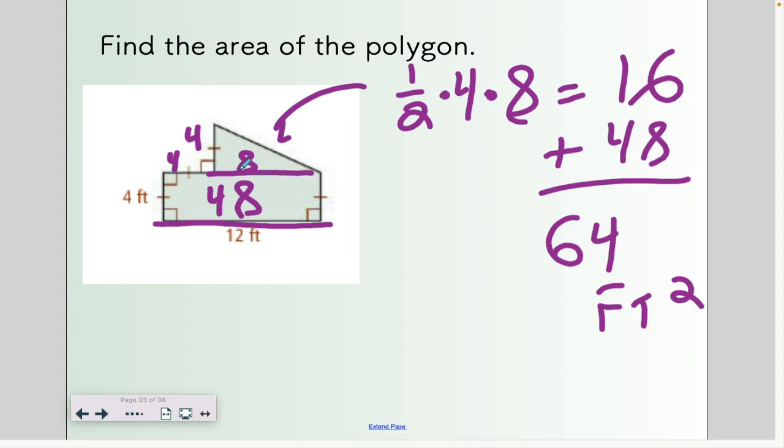The last one's tricky. There is a scale to it. Please don't miss the scale. They show it at the bottom.